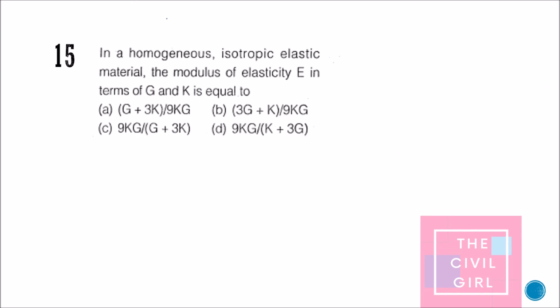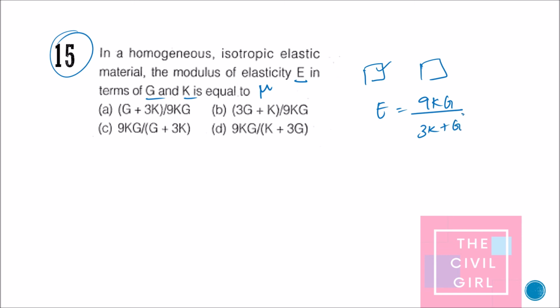Going to the next question, in a homogeneous isotropic elastic material, the modulus of elasticity E in terms of G and K is what? In the previous video itself, we have seen the relationship between E, K, G and mu, and how important that is. If we know those four relations, then this question is a piece of cake. The relationship is E is equal to 9KG divided by 3K plus G. This is how I kept in mind. This resembles that answer. So the answer is option C.